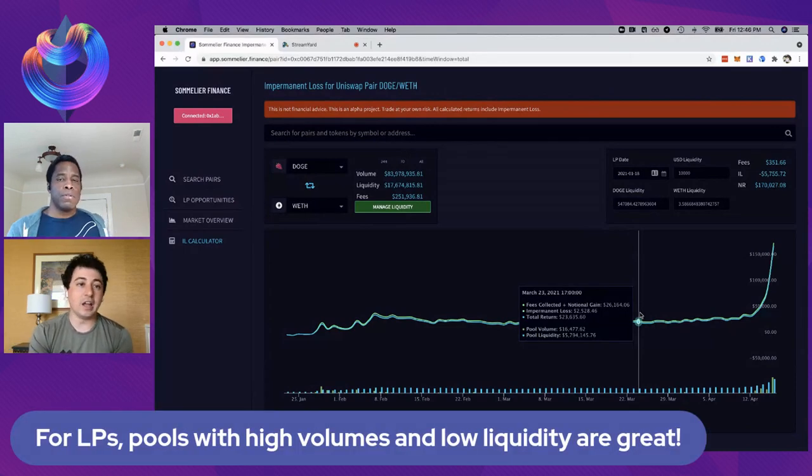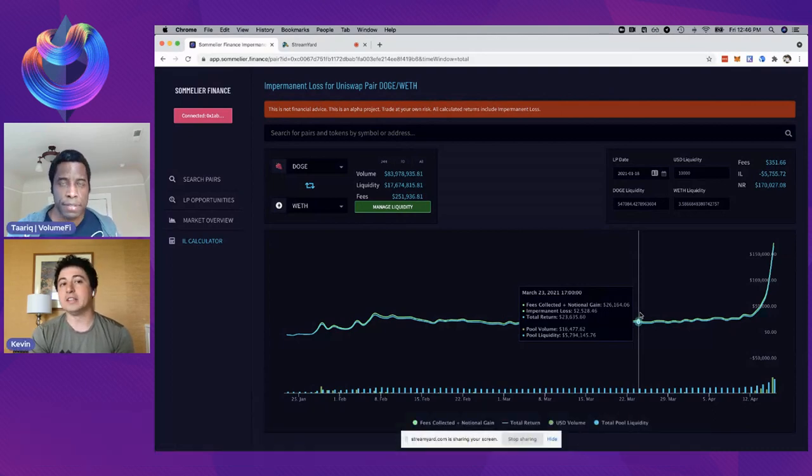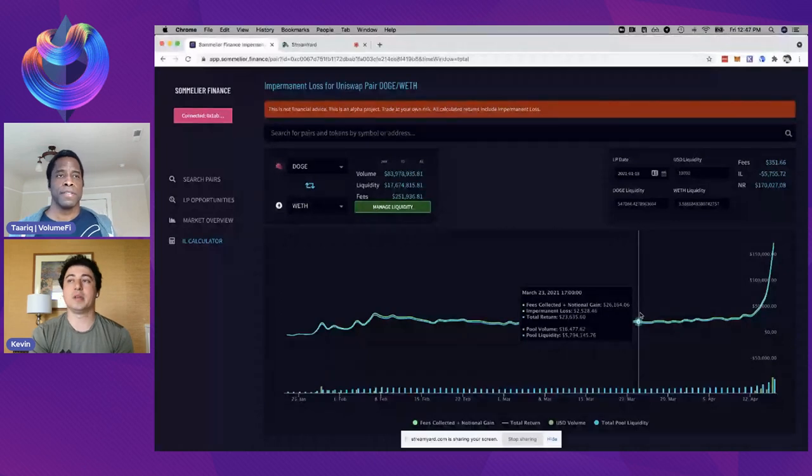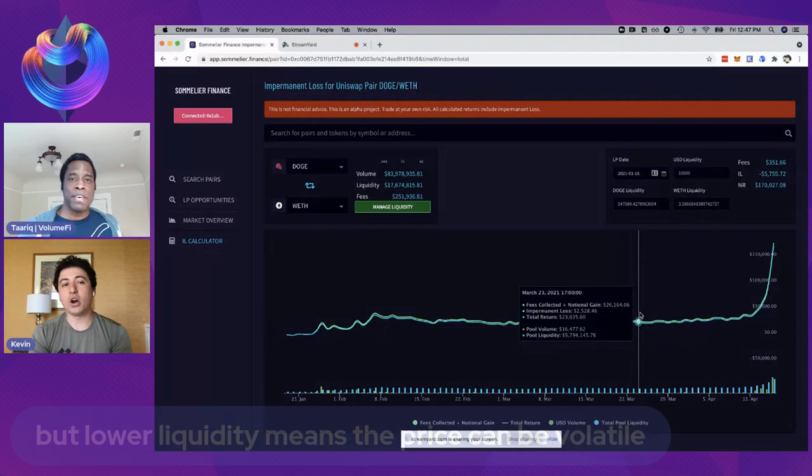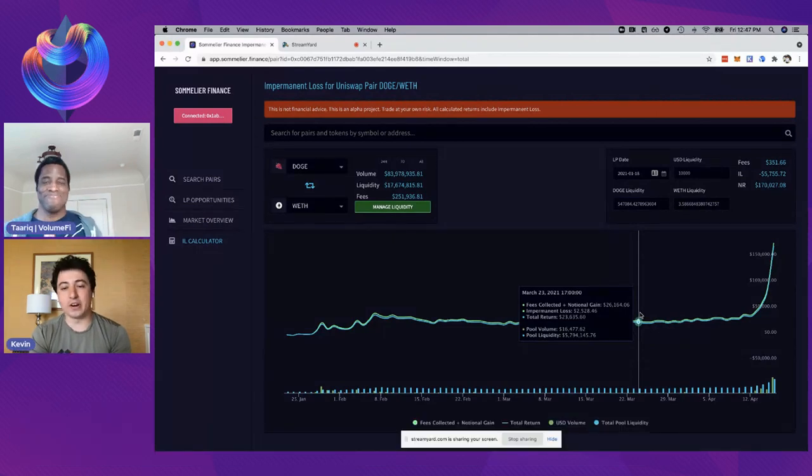But there's a but. The risk is that lower liquidity means that the price can be more volatile. So that means the price goes up and down in big swings, right? Exactly. So the price can swing. So again, it's the trade-off between possible impermanent loss because of the price swing versus the ability to collect fees. So big fees. It's hard for someone to keep that all in their head. That's what we're doing. We're helping you visualize it.